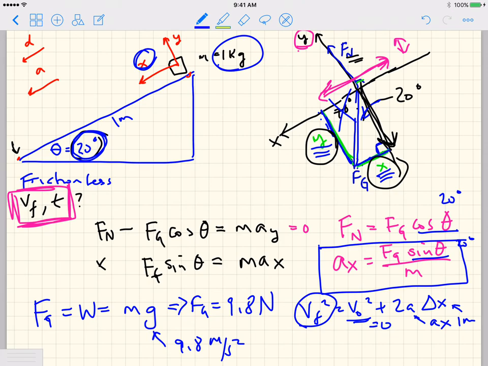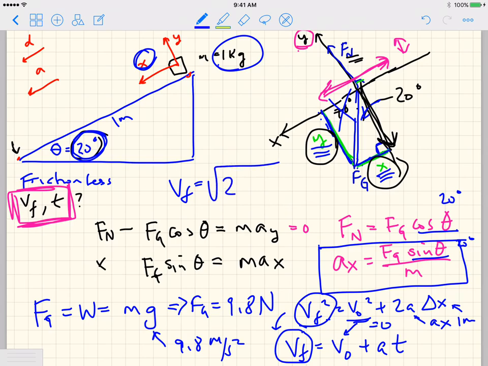And if you know v final, that's v initial plus the acceleration times the time. This guy here is still zero. And this is the guy we just solved for here. Don't forget to take the square root, by the way, which is to say that v final is the square root of 2 times the acceleration in the x direction times delta x. And don't forget the square root, okay? But once you have this number for v final, and you know v initial is 0, and you know what a is, then you can solve for t.